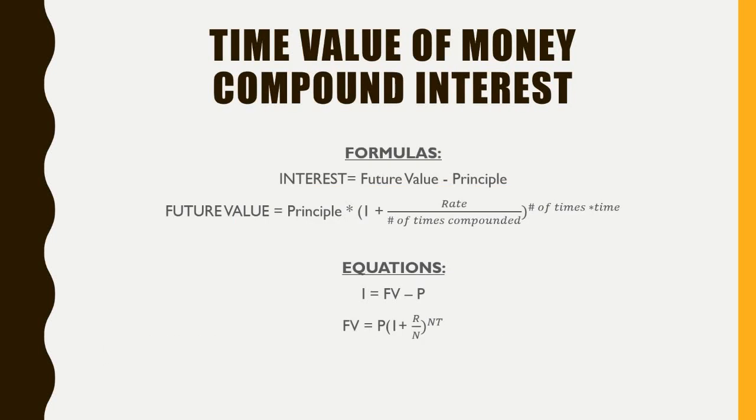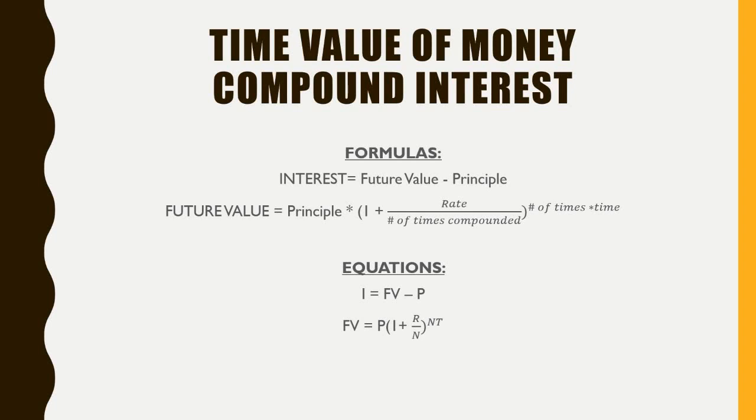All right, so let's talk about the difference between that and compound interest. Again, compound interest has the same three components: principal, interest rate, and time. But the only difference is there is an additional variable, which is the n, the number of times compounded.